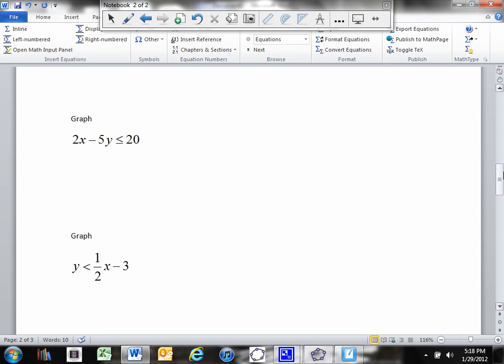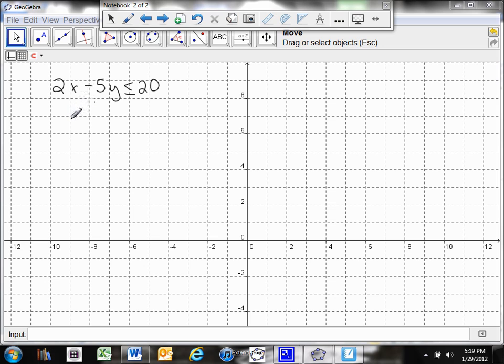Now we're going to graph the inequality that you see right here. I'm going to take the inequality you'll see rewritten in GeoGebra, and we'll talk about what we're going to do with the inequality there. Now I think when we graph this inequality, the easiest thing to do would be use the x-intercept and the y-intercept. In order to find the x-intercept, I take 20 and divide by 2, I get a 10.